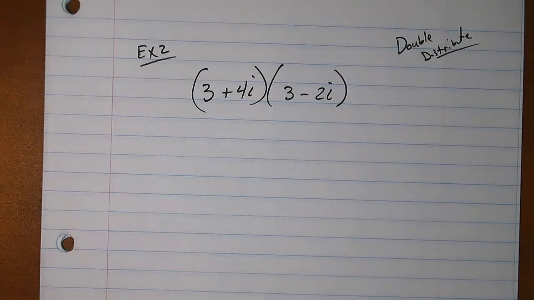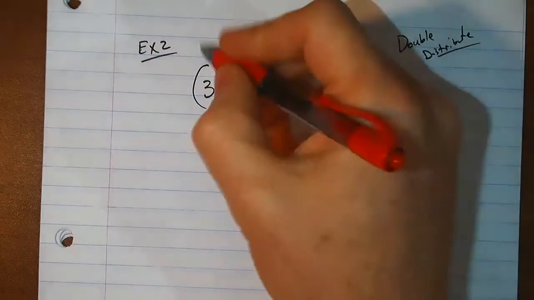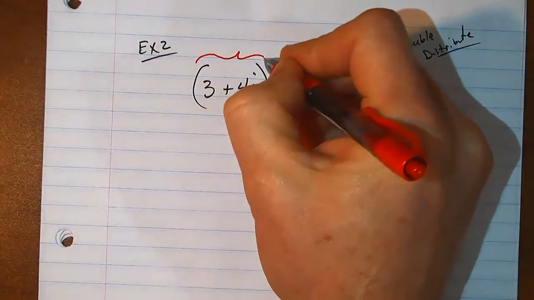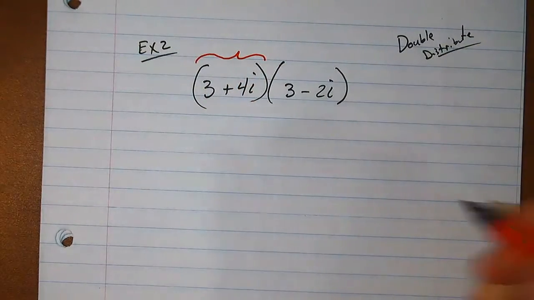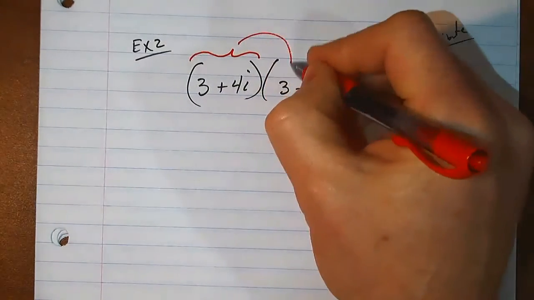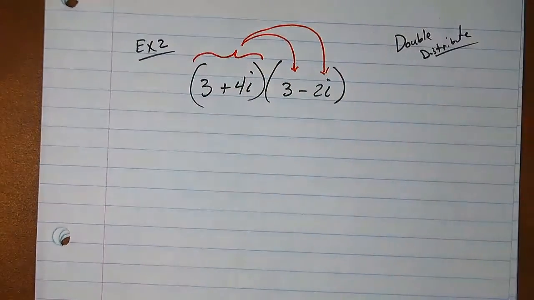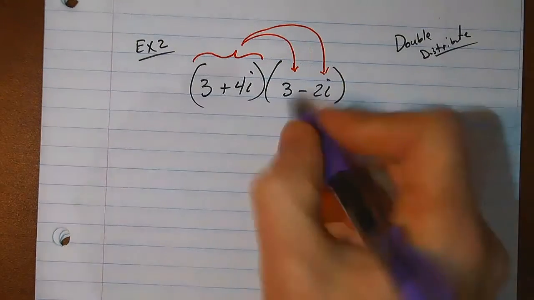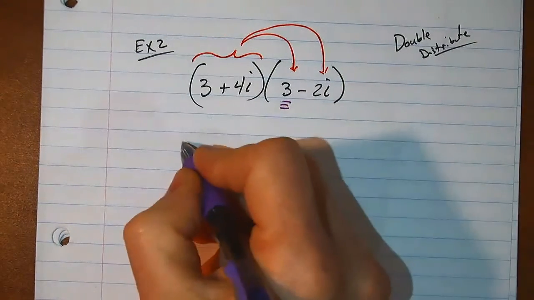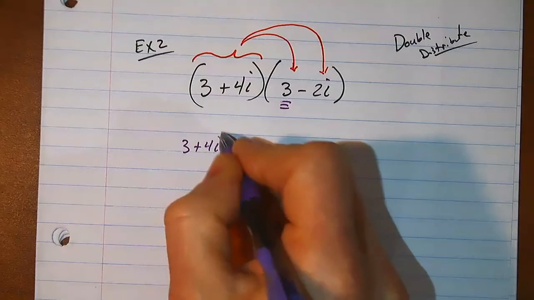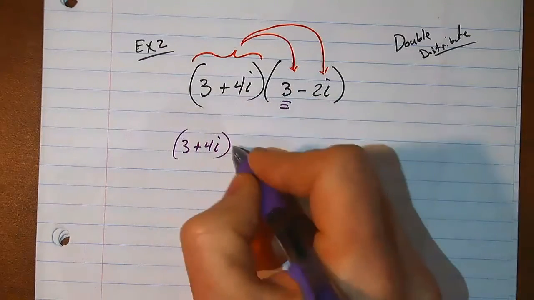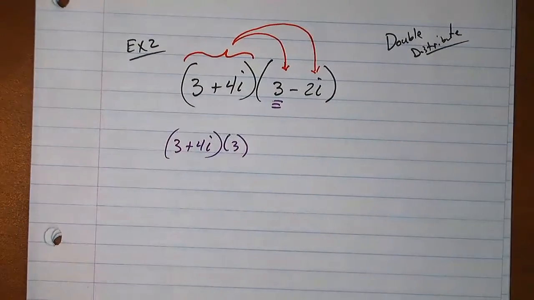All right, so hopefully you've tried this. If you're doing it with double distribute, then you took this whole thing as a single unit and you distributed it to the real part and you distributed it to the imaginary part. Okay, that's how you should have started. So when I distribute it to the real part here, I'm going to have 3 plus 4i, that whole unit, times a 3.